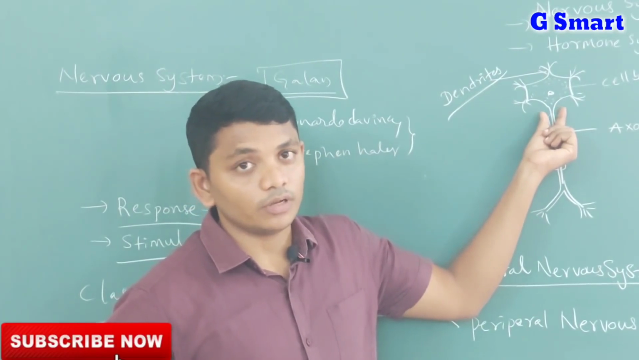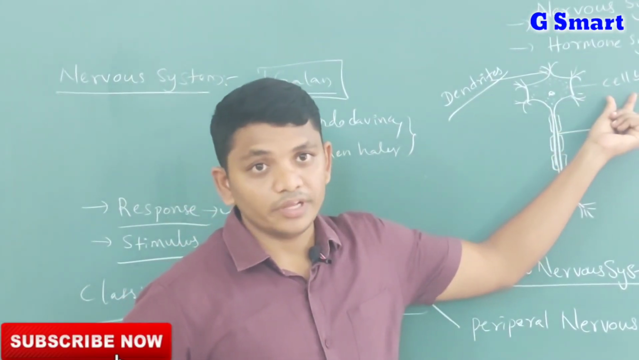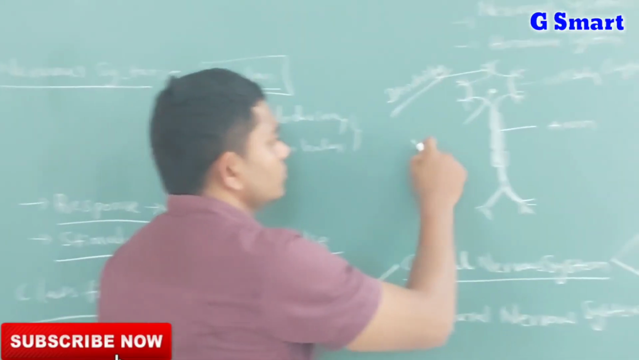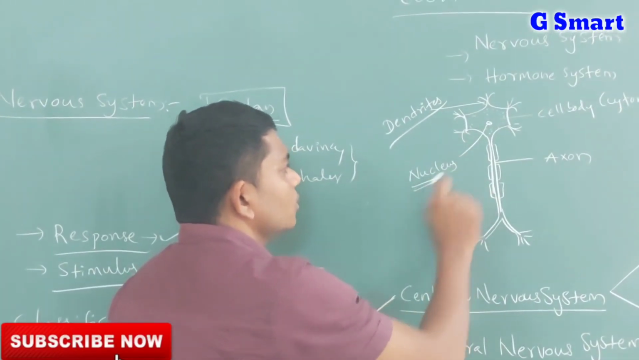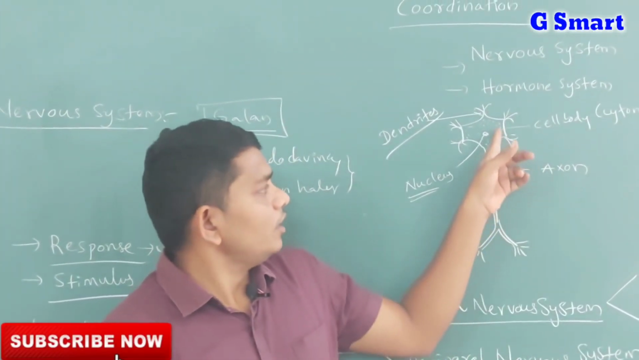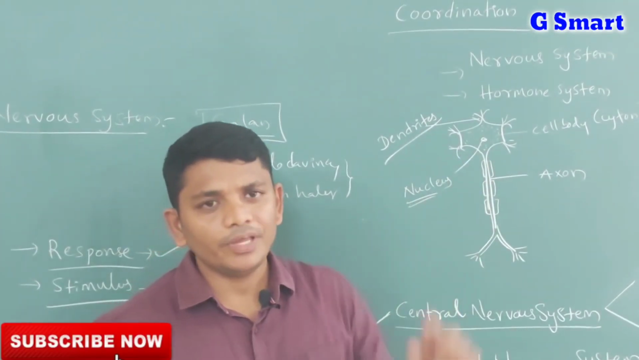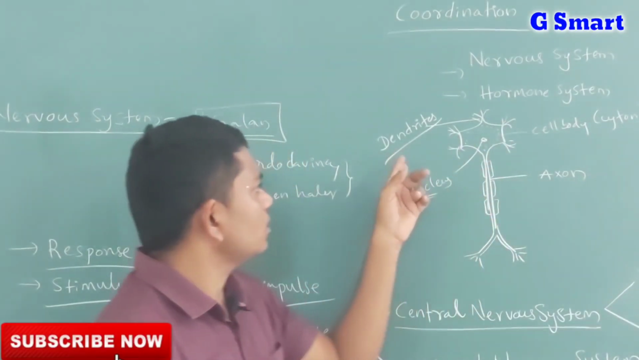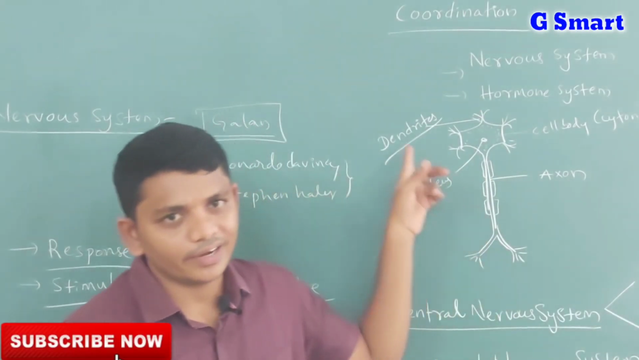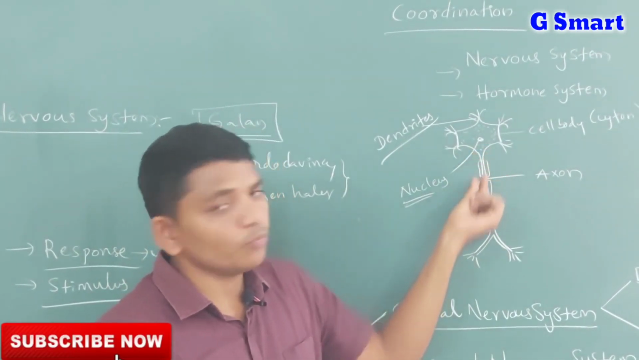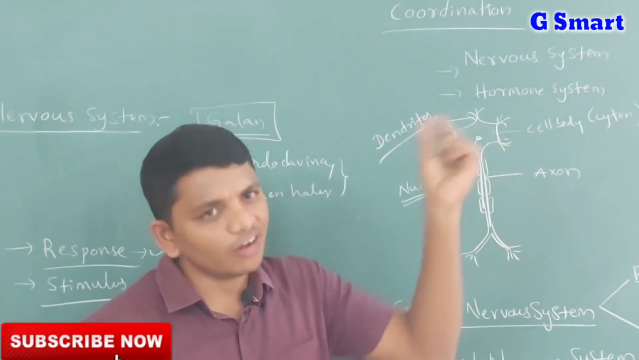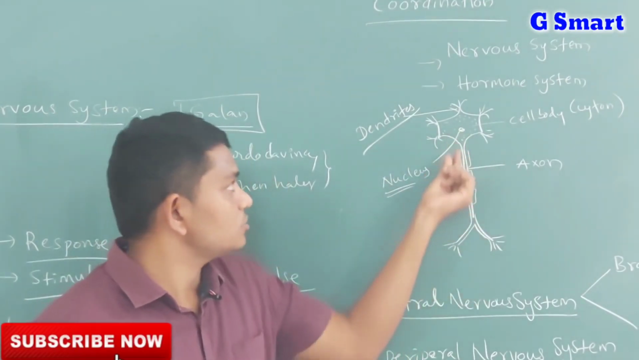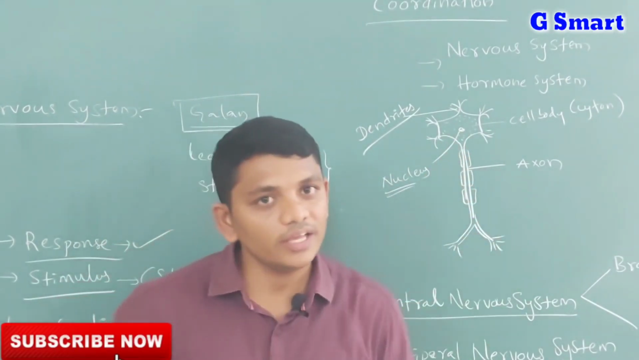In the nerve cell there is an important wider part. This wider part is called the cell body. It consists of a prominent structure, the nucleus. From the peripheral parts of the cell body, you can see some projections. These projections are called dendrites. And one projection of the cell body, somewhat longer than the remaining dendrites, is called the axon.